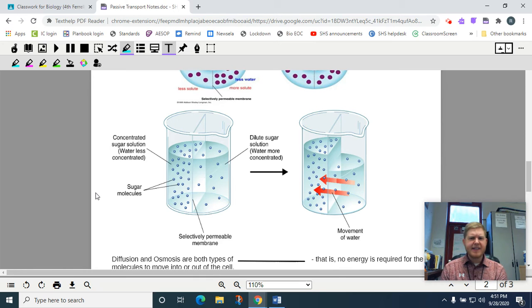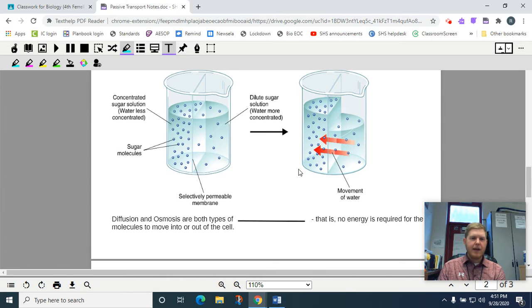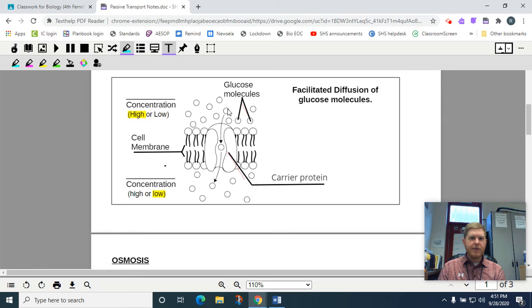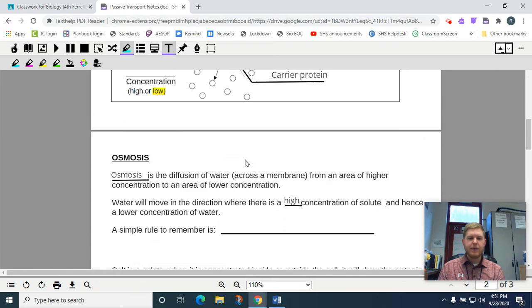Okay. If we're looking at this example, we're saying kind of the same thing. This is just a little different view. If we're talking about the ratio of sugar to water, there's more sugar over here and less water on this side than there would be on this side. So water's going to move this way to dilute it and make the same ratio of sugar to water. Now, this is a case of osmosis because water's moving. If we're talking about up here, water's not moving. Other things such as glucose are moving.